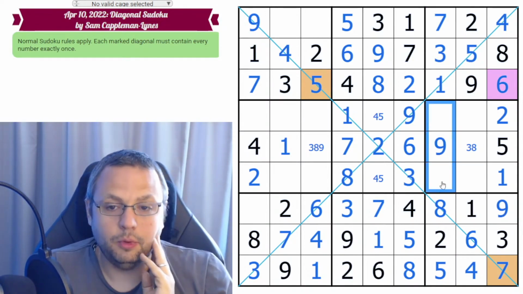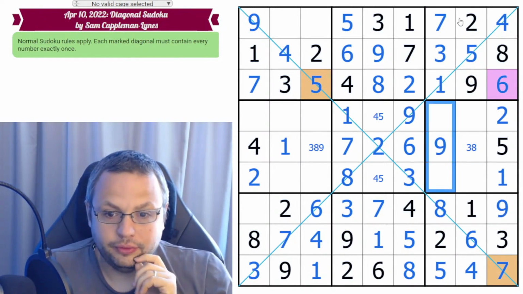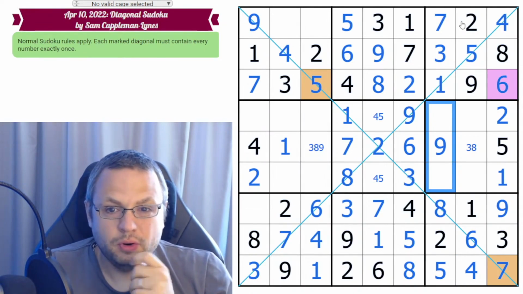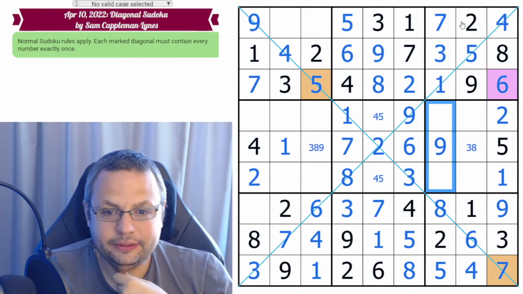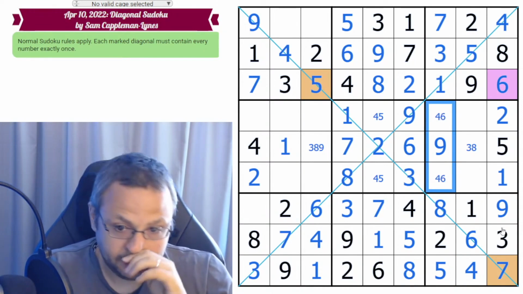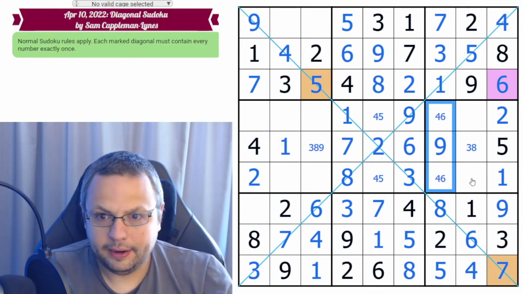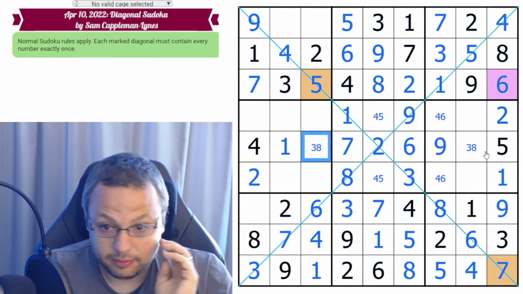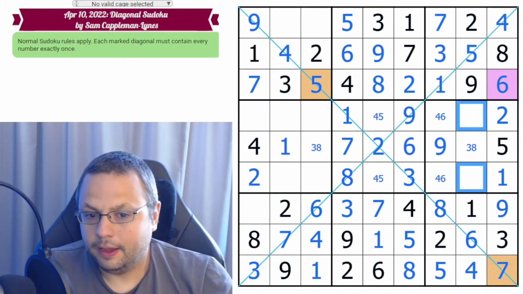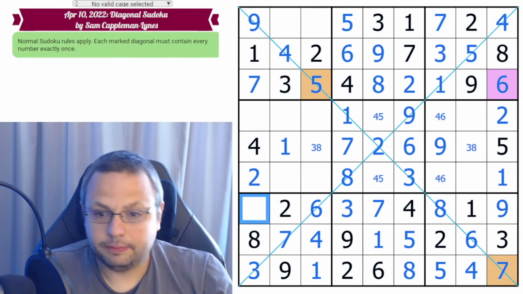For this column, what am I missing? 2, 3, a 4 and a 6, it looks like. These are a 4, 6 pair. Sure. It doesn't look like I get a whole lot out of that. That 9 at least goes and removes a 9 from over there, so we could do that. Okay. Let's fill in this digit. That's probably a good idea.